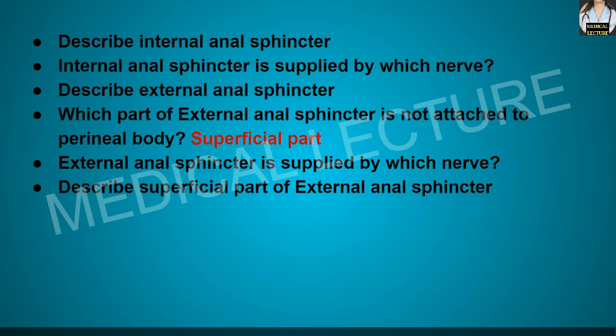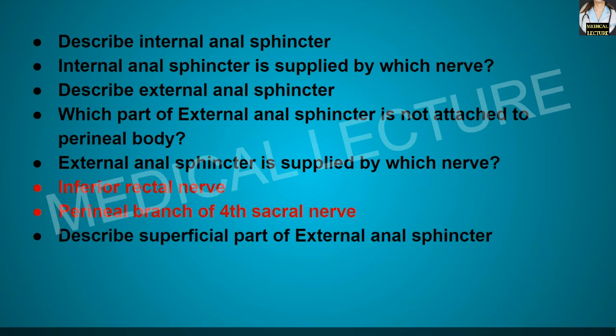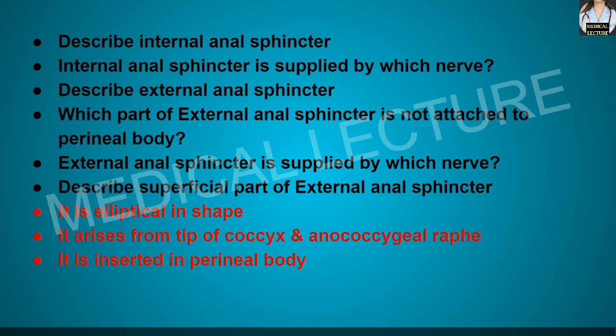The external anal sphincter is supplied by which nerve? By the inferior rectal nerve and the perineal branch of the fourth sacral nerve. Now describe the superficial part of the external anal sphincter. So the superficial part of the external anal sphincter is elliptical in shape. It arises from the tip of the coccyx and the anococcygeal raphe and it is inserted in the perineal body.